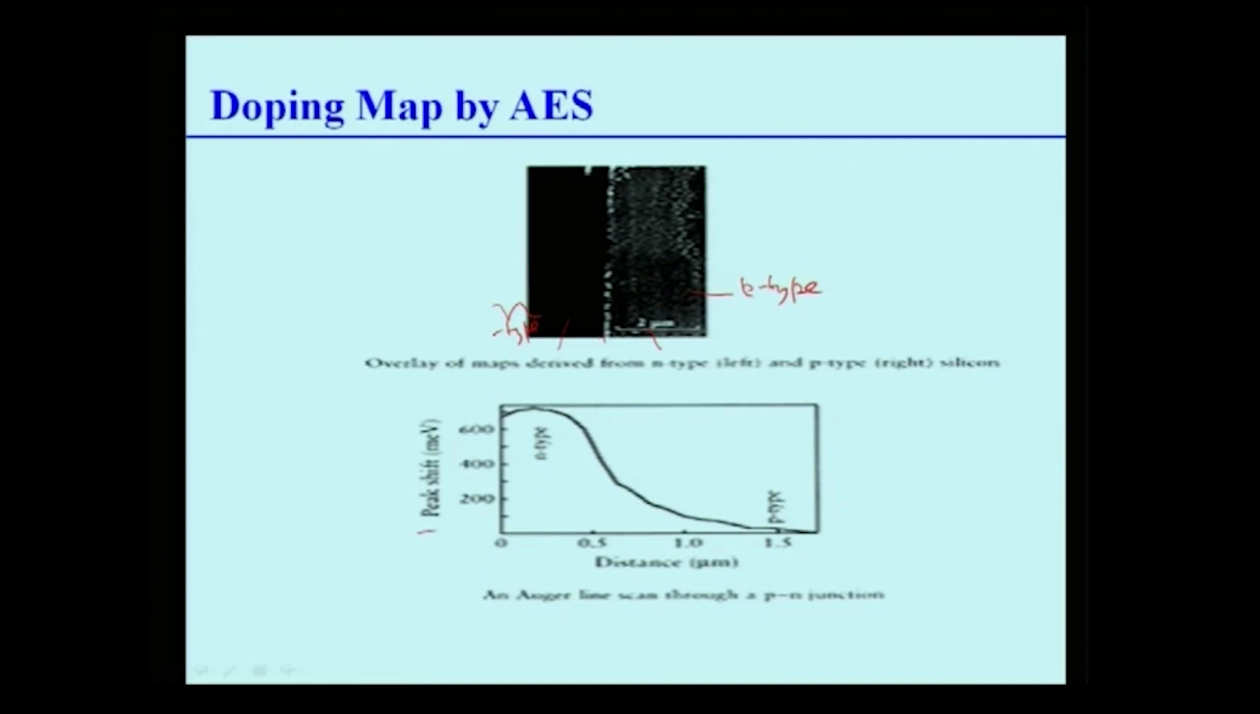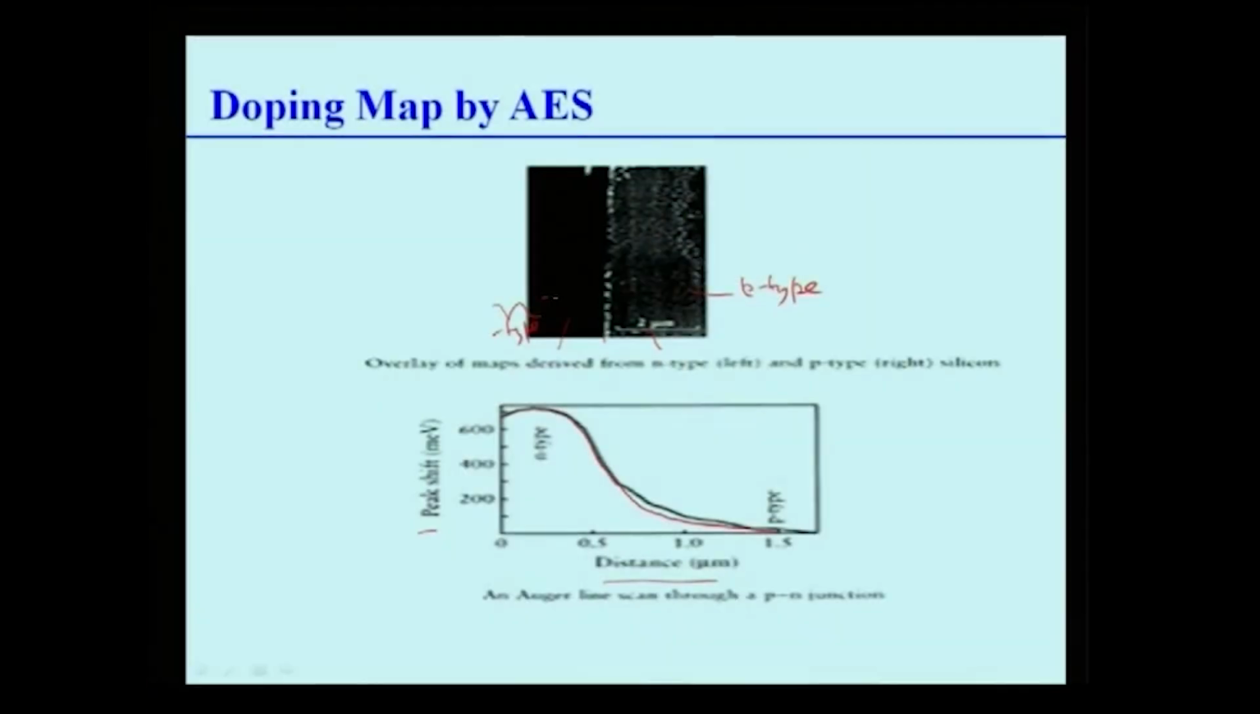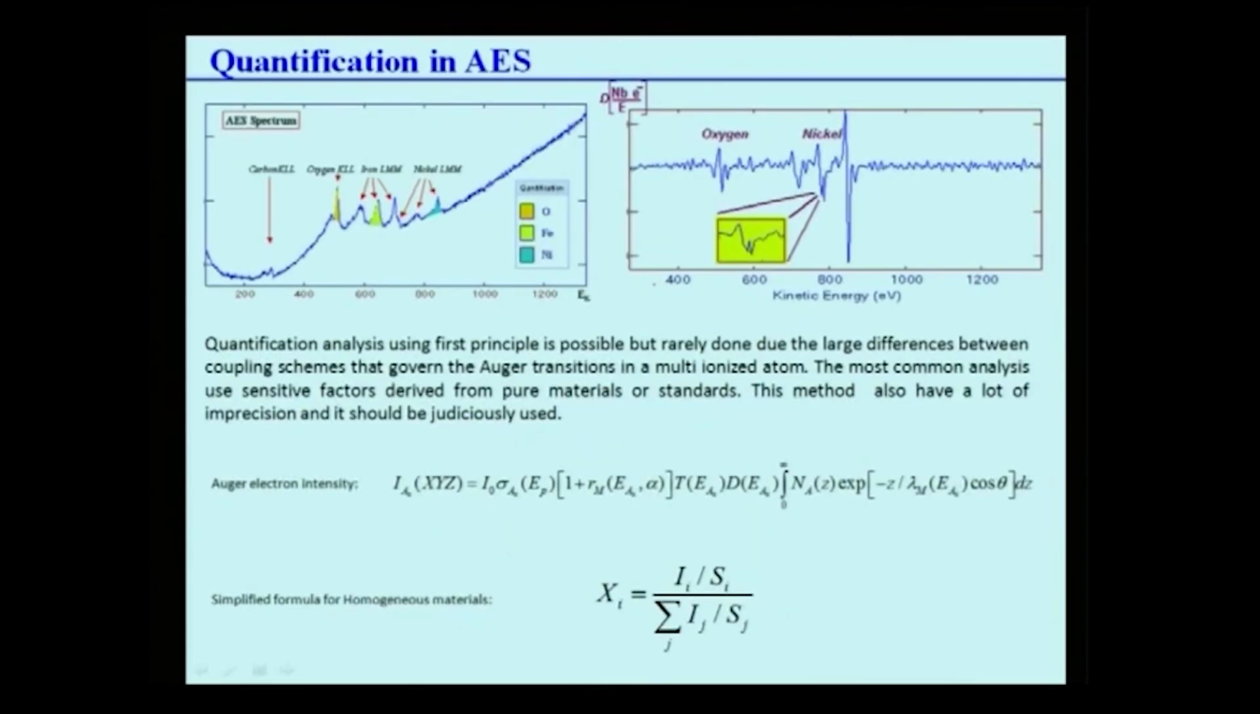So you can see that the peak shift changes as a function of distance, continuously from N type to P type. This is basically the quantified value of the peak shift from the N type region to the P type region. So one can get an idea of the continuous change in doping characteristics as a function of distance by taking XPS spectra at different points on the sample surface like this. This is possible. There are major applications.